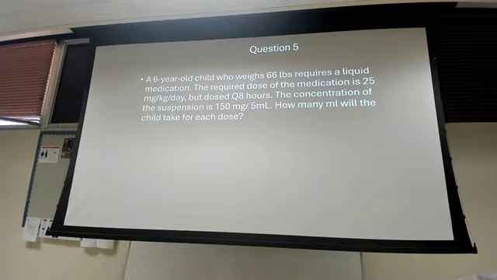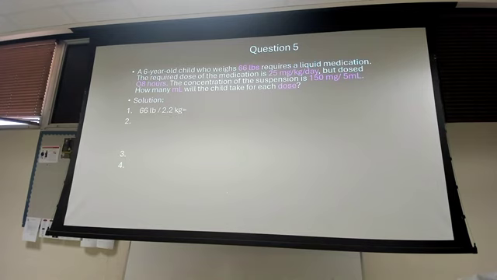So looking at this problem, can anyone tell me what the first calculation you would do? Yes. So we did 66 divided by 2.2, and we will get 30 kilograms. And now that we have the 25 milligrams per kilogram per day, we'll do that proportion. So 25 times 30 will equal 750 milligrams a day.